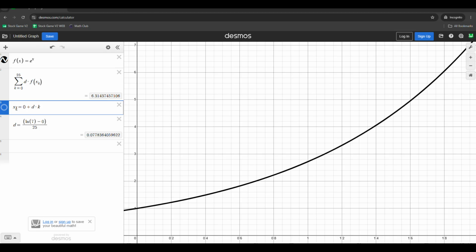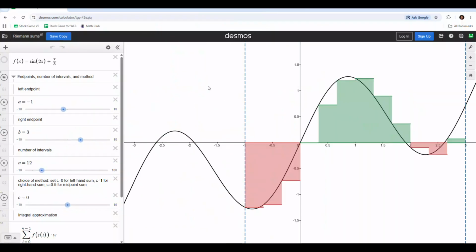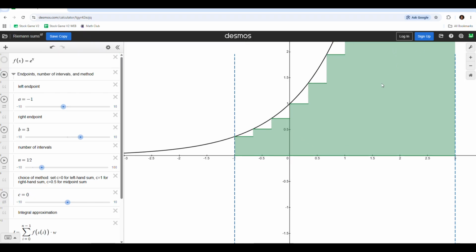I'm going to take you to someone else's Desmos screen. I did not create this screen, but one of the nice things about Desmos being a very visual program is that there's all kinds of interactive Riemann sums that we can take a look at. So here's an example of one that, again, I did not create. This is just available if you Google Desmos Riemann sum. And so you can see we have a function. I'm going to change this into e to the x.